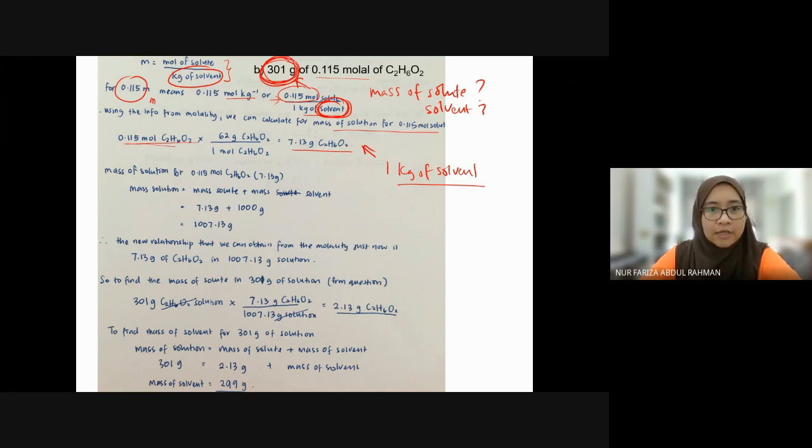All right. So moving on, to find the mass of solution. Okay, all right. So we have the mass of solute just now. Okay, and we do have this information. Remember, this 0.115 mole, or equivalent to 7.13 gram in mass, is for 1000 gram or 1 kilogram of solvent. That means we can calculate for the mass of the solution. Okay, so this is the mass of the solution, the total of solute and solvent.